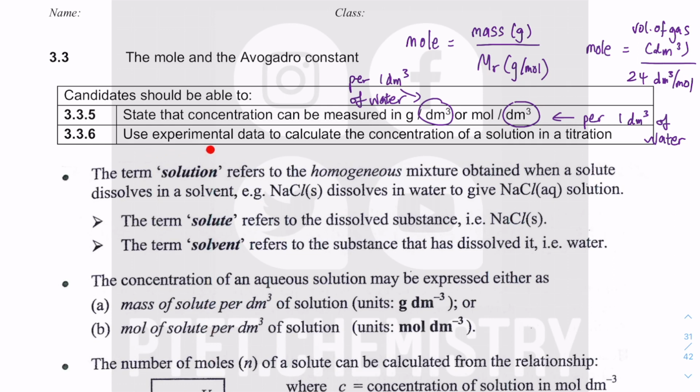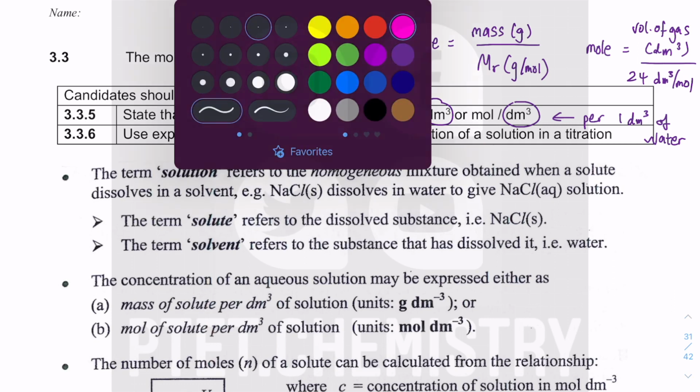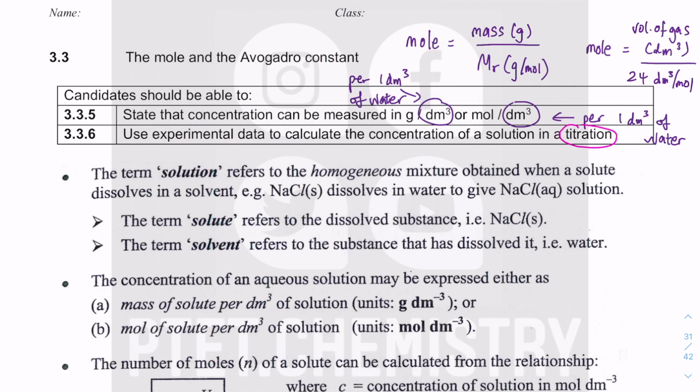We also have experimental data to calculate the concentration of a solution in this thing called titration. Titration is one of the most common Paper 3, or what we call practical component, type of questions. Any 14 to 16 years old chemistry curriculum will prepare you for at least one titration experiment, where we could do an acid and base titration, or where we could do a redox titration.